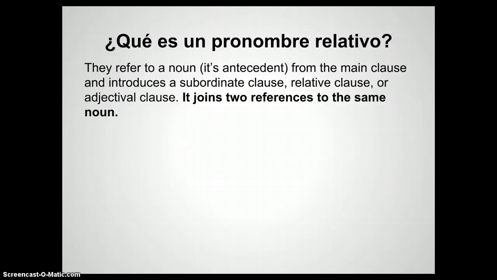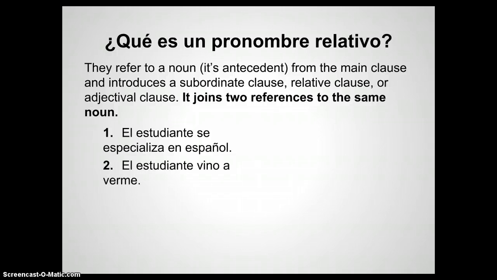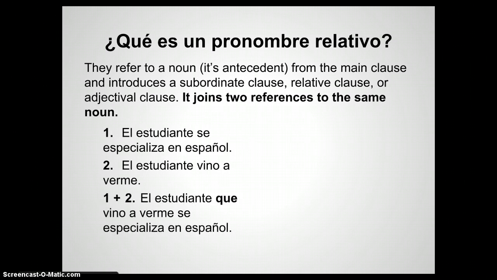It refers to a noun or the antecedent from a main clause and introduces a subordinate clause, relative clause, or adjectival clause. The main thing we want to look at here is that it joins two references to the same noun. Por ejemplo, el estudiante se especializa en español. Número 2, el estudiante vino a verme. Son dos ideas. So there are two references to the same noun or antecedent, which is el estudiante. And if we were to combine these, el estudiante que vino a verme se especializa en español.